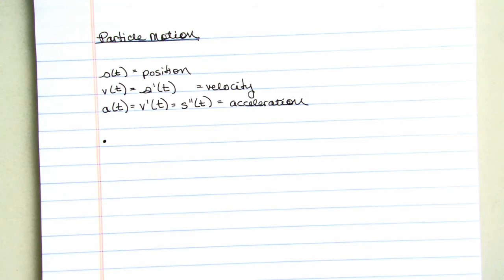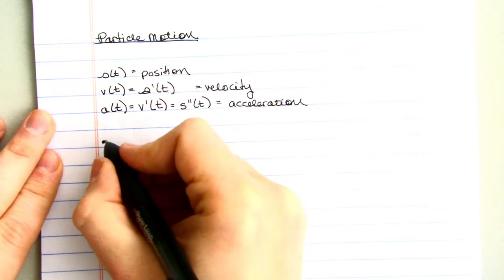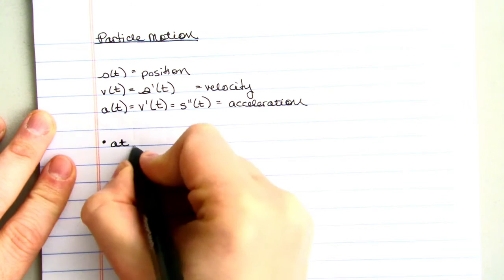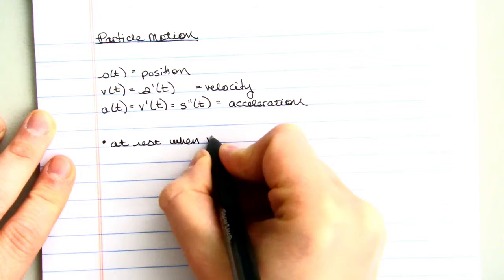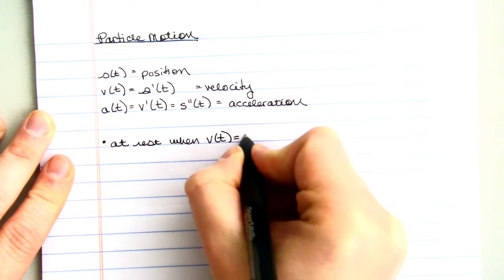Our particle is at rest when what is true? When the time is zero, when the position is zero, when the velocity is zero, or when the acceleration is zero? When our velocity is zero, the particle is at rest. We are at rest when the velocity equals zero.